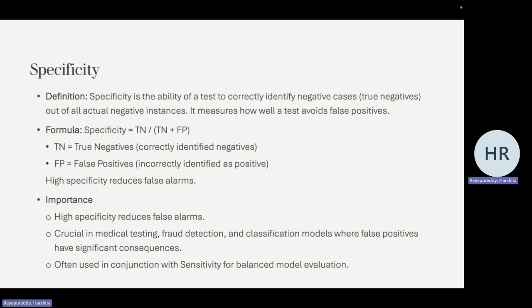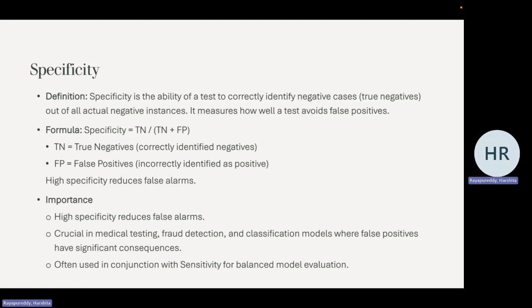Apart from sensitivity, we have specificity, which is the ability of a test to correctly identify negative cases, or the true negatives out of all the negative instances. Basically, it measures how well a test can avoid false positives, because especially in a medical example, you don't want to be looking at false positives. The formula for specificity is the true negatives divided by the true negatives plus the false positives, and a high specificity reduces false alarms. It's very crucial in medical testing, fraud detection, and classification models where false positives have significant consequences.